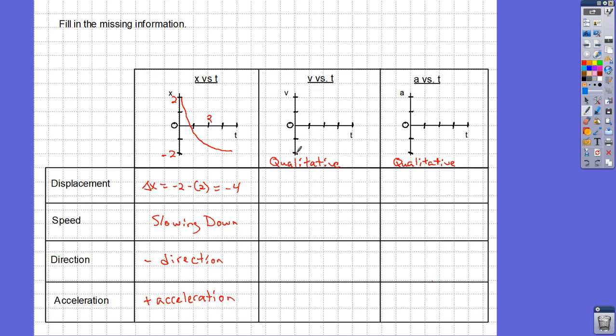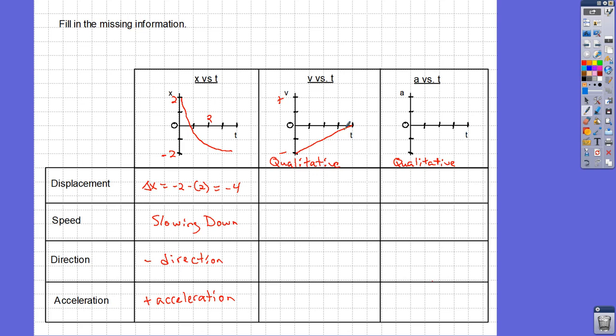So we're going to start here with negative velocity, and the negative velocity is going to have to approach 0. If you look at this, it tends to be basically horizontal there. So I'd be okay just drawing something like that. That would show negative direction. It would be negative displacement because it's below the t-axis. It's slowing down because the velocity is getting closer to 0. It's in the negative direction because we are below 0, below the t-axis there, and it is positive acceleration because we have a positive slope on that line.